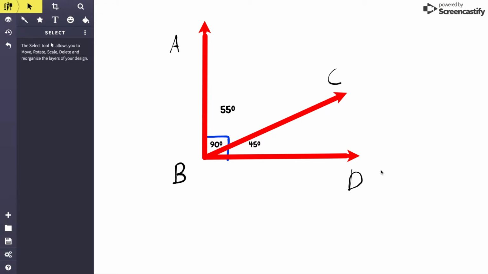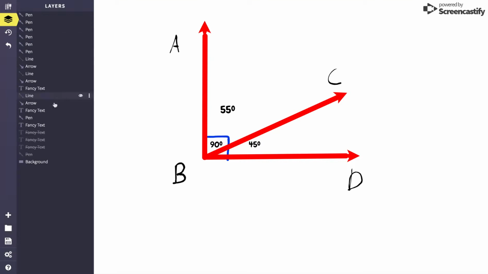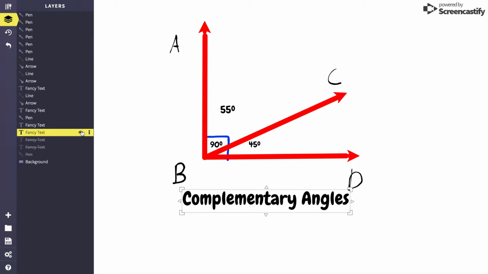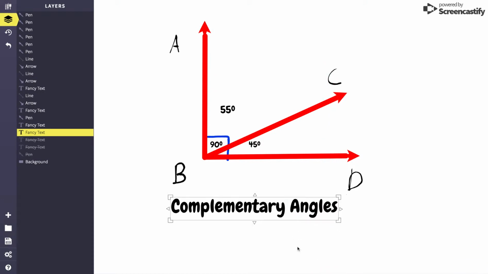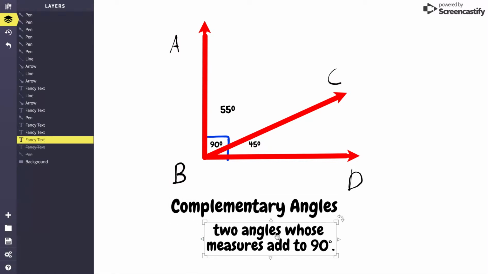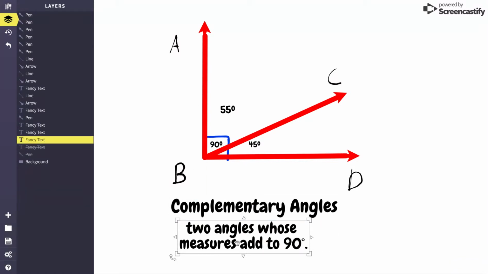But the two of these angles together make up a complementary angle, which is the vocab word that we're going to be talking about today, or one of. Complementary angle. The actual definition is two angles whose measures add up to 90 degrees. So 55 and 45 get you 90 degrees. And you can see that right there on the picture.